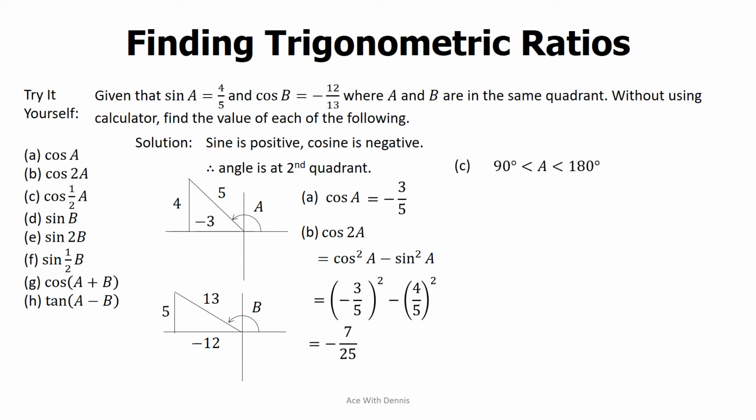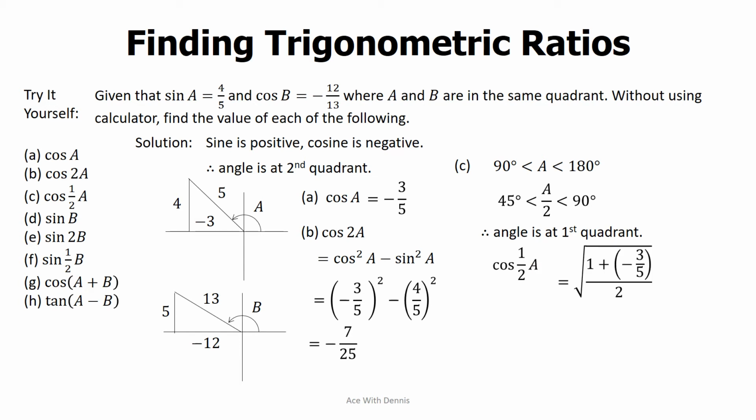C. We know that A is in the range of 90 degrees to 180 degrees. We want to find cosine half A. So half A will be in the range of 45 degrees to 90 degrees. And from here, the angle is in the first quadrant. So we can apply the half angle formula.